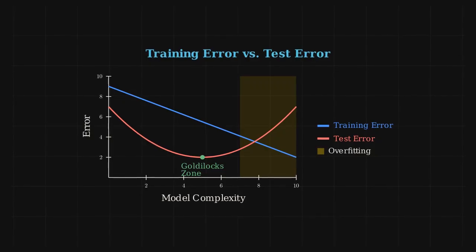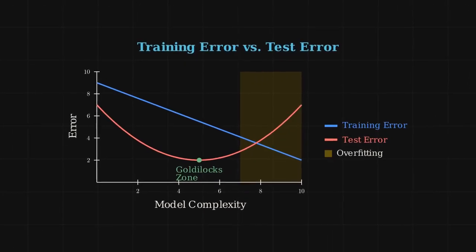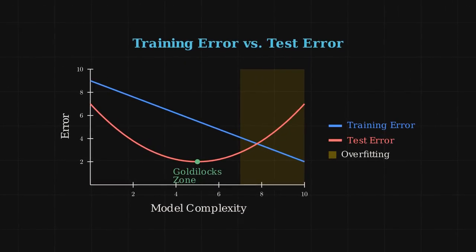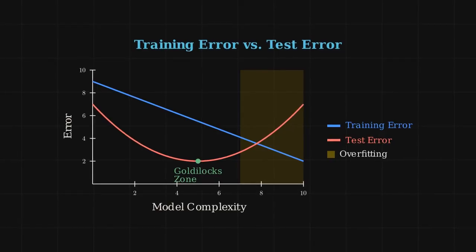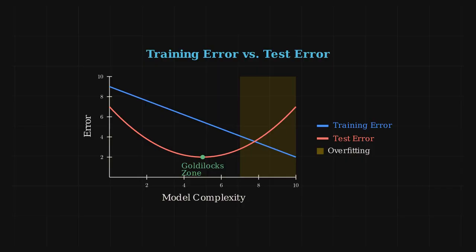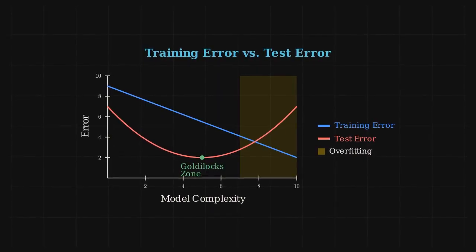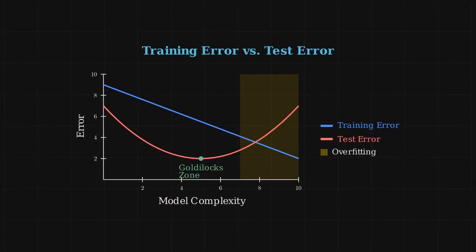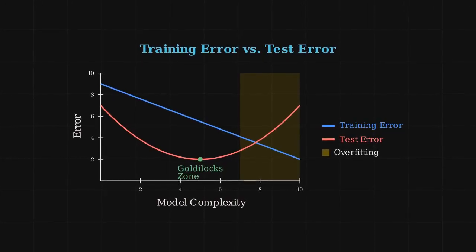As we increase model complexity, training error drops. But test error tells a different story. It decreases initially, reaches a minimum at the Goldilocks sweet spot, then rises as overfitting begins. When test error climbs while training error falls, overfitting is happening. The gap between these two curves is the generalization error, we want it small.